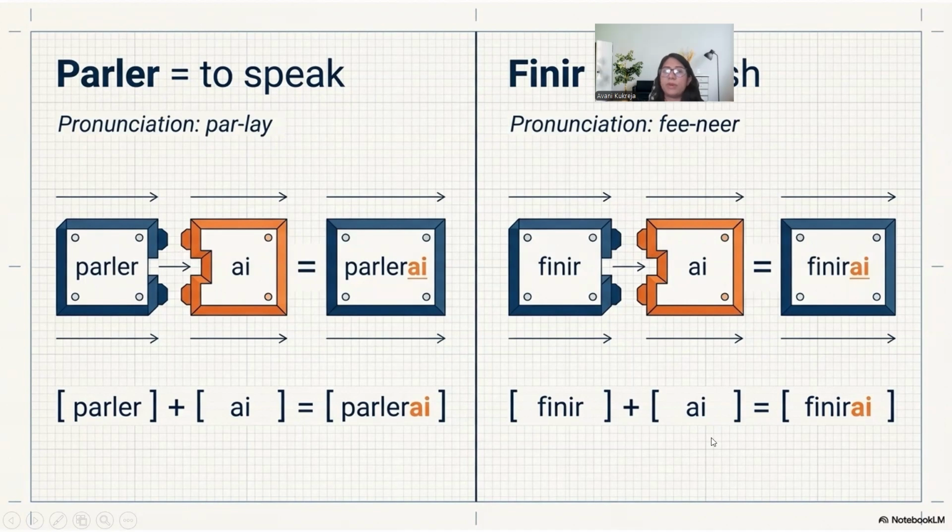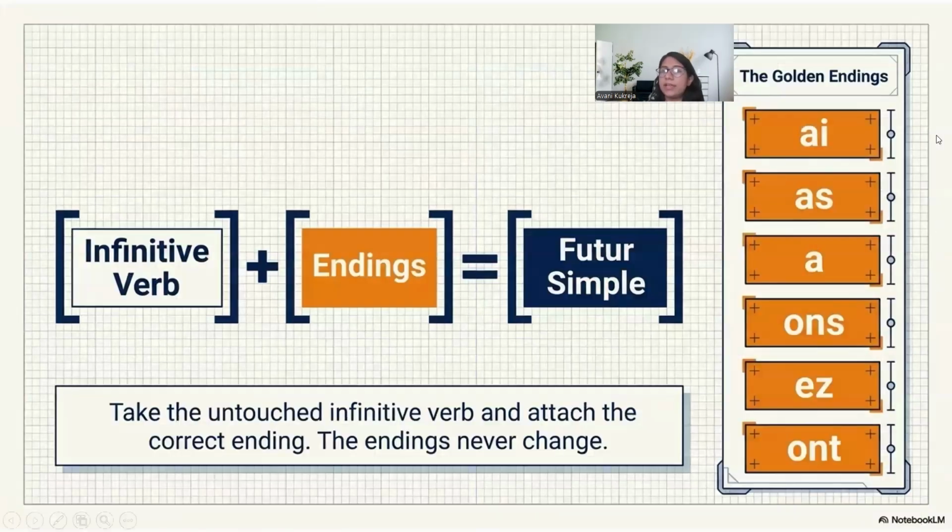I repeat, everyone, listen to this. Be it an ER ending verb, be it an IR ending verb, all we do is add these endings: AI, AS, A, ONS, EZ, and ONT. Remember, these are mostly the avoir endings, except the last one. Oh, ON is also an avoir ending, I'm so sorry. So, j'ai, tu as, il a, elle a, nous avons, vous avez, ils, elles ont. So these are the conjugation of avoir, which gives us the endings.